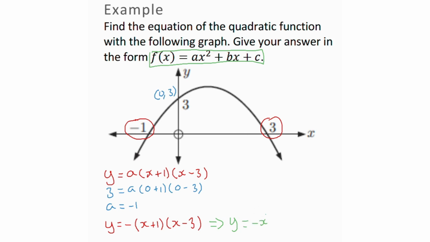That's going to be minus x squared. We get plus x minus 3x is minus 2x, but then the negative of that is going to be plus 2x. We get minus 3, and the negative of that becomes plus 3.